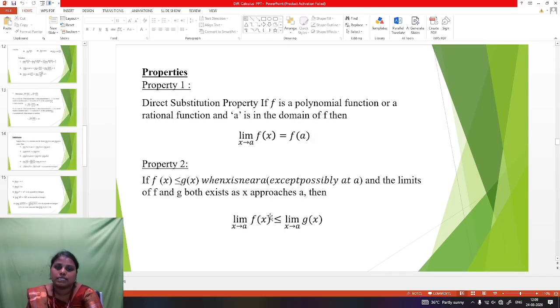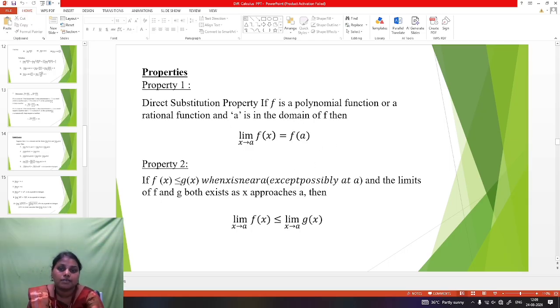Next one, limit properties. First one is the direct substitution property. If f is a polynomial function or a rational function, that is, a polynomial divided by a polynomial, and a is in the domain of f, then the limit as x tends to a of f of x equals f of a. We put this type of definition.